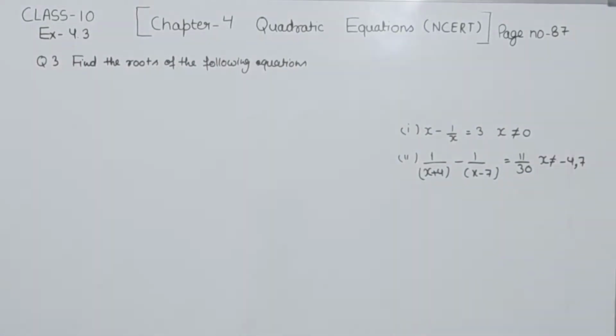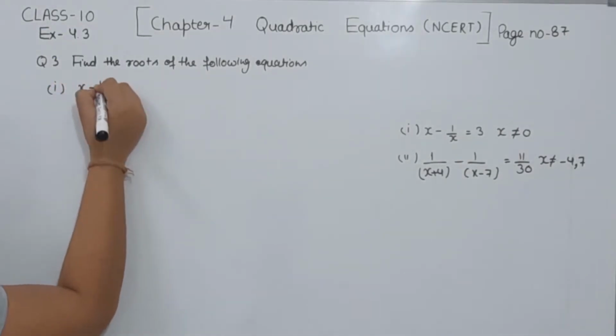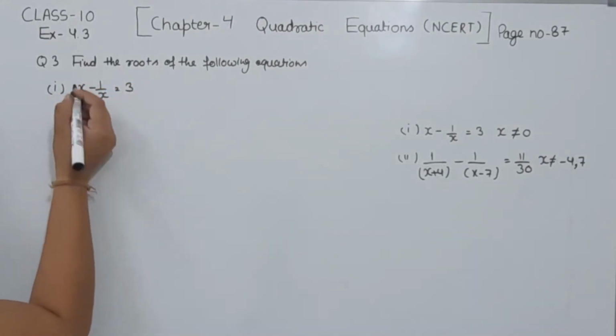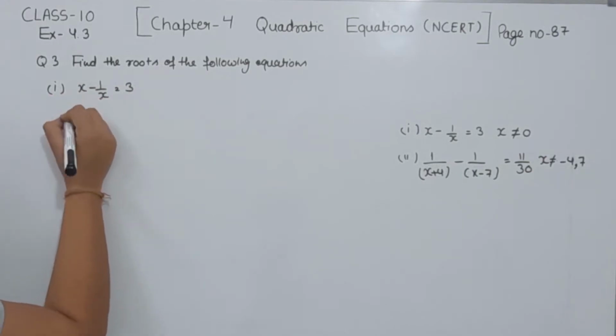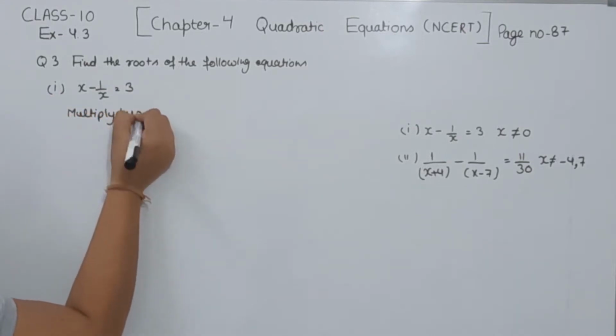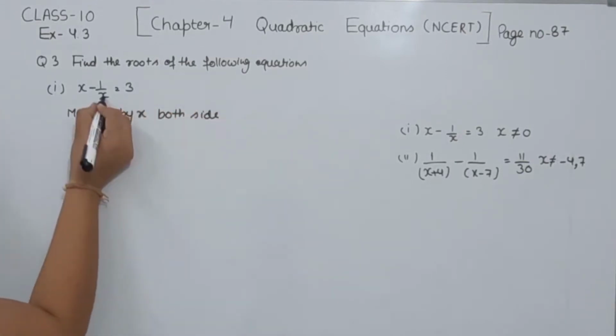Question number 3. Find the root of the following equation. So we are having two parts in the question. Going to start with the first one. The first one we are having x minus 1 by x is equal to 3. Now first of all, we are going to multiply by x both sides for removing this one.